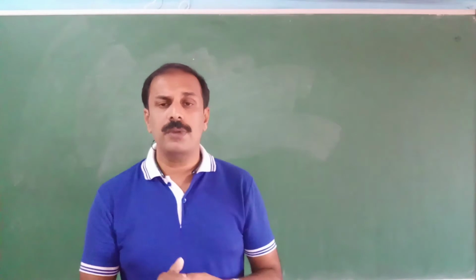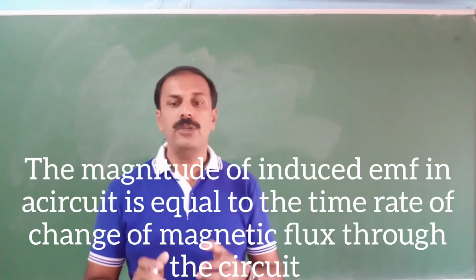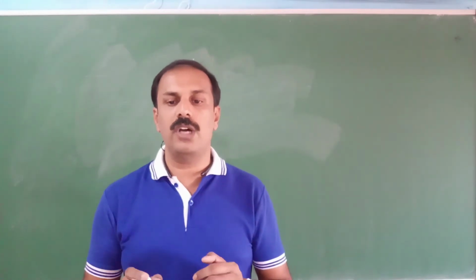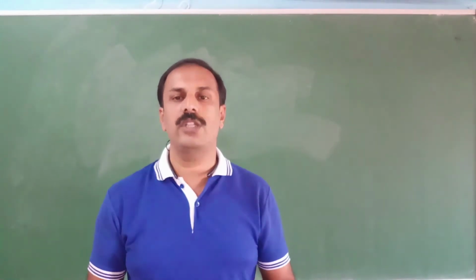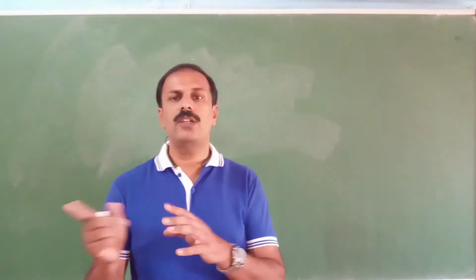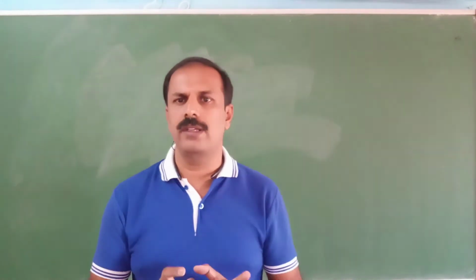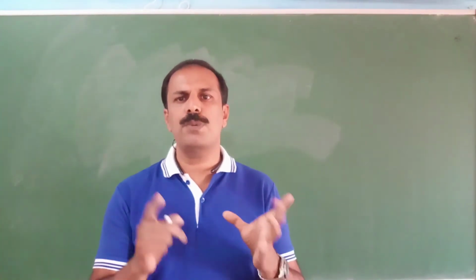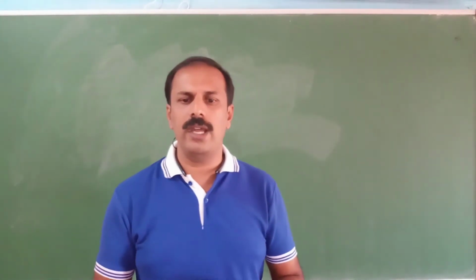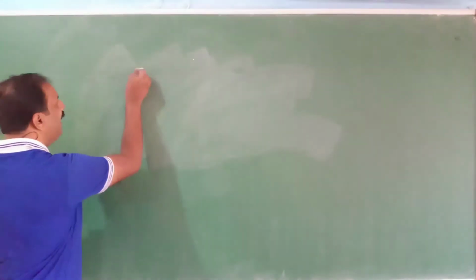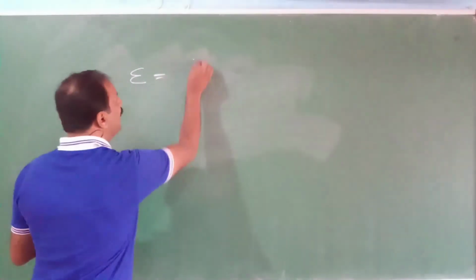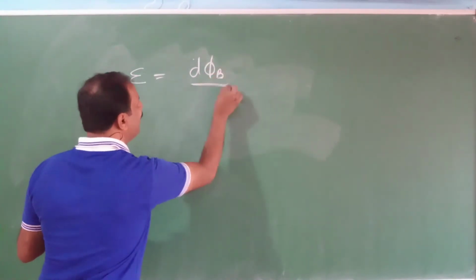Here, according to this Faraday's law, the magnitude of the induced EMF in the circuit is equal to the time rate of change of magnetic flux through the circuit. That is, EMF is proportional to the rate of change of magnetic flux. In simple words, we can say EMF is proportional to the rate of change of magnetic flux. So if you write it as an equation, how can we write? The EMF is given by E equals d phi B by dt.